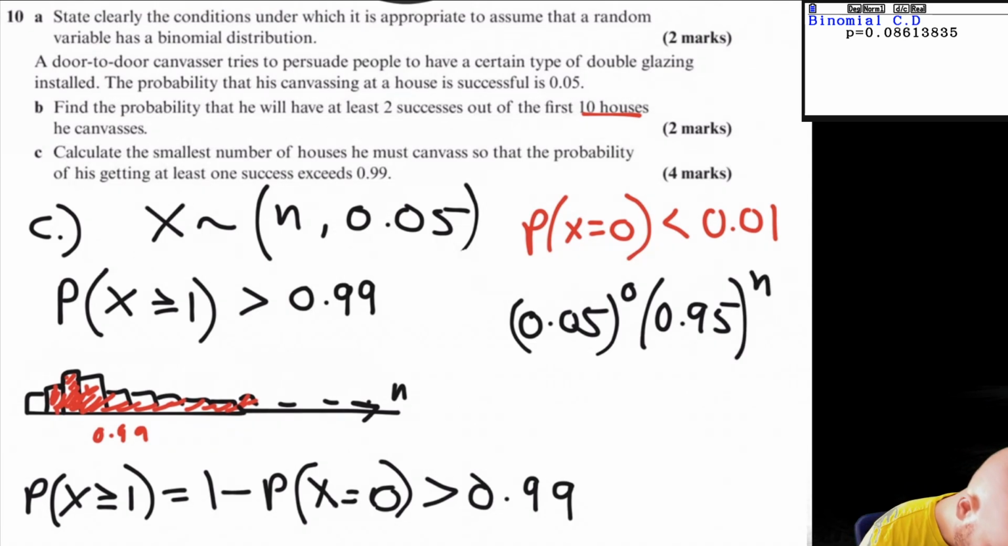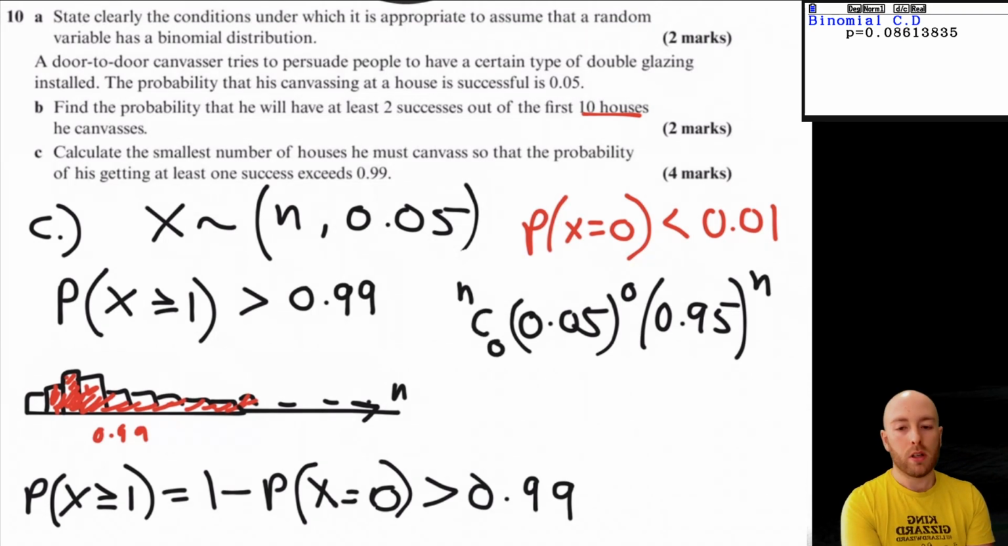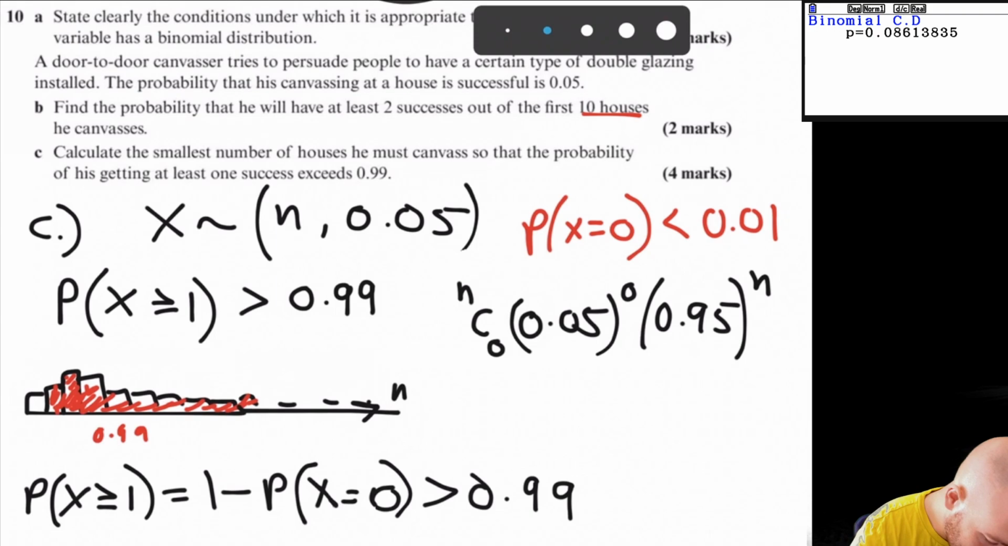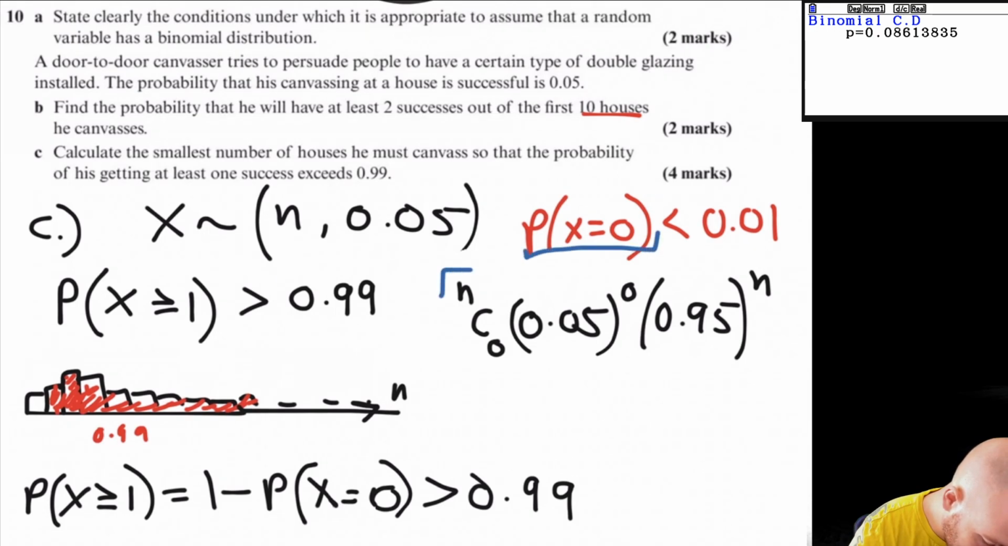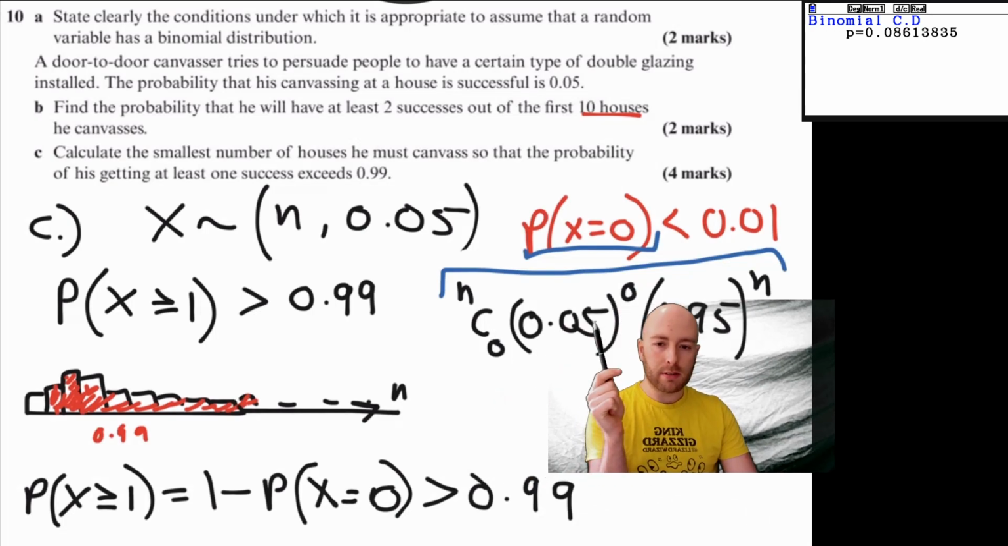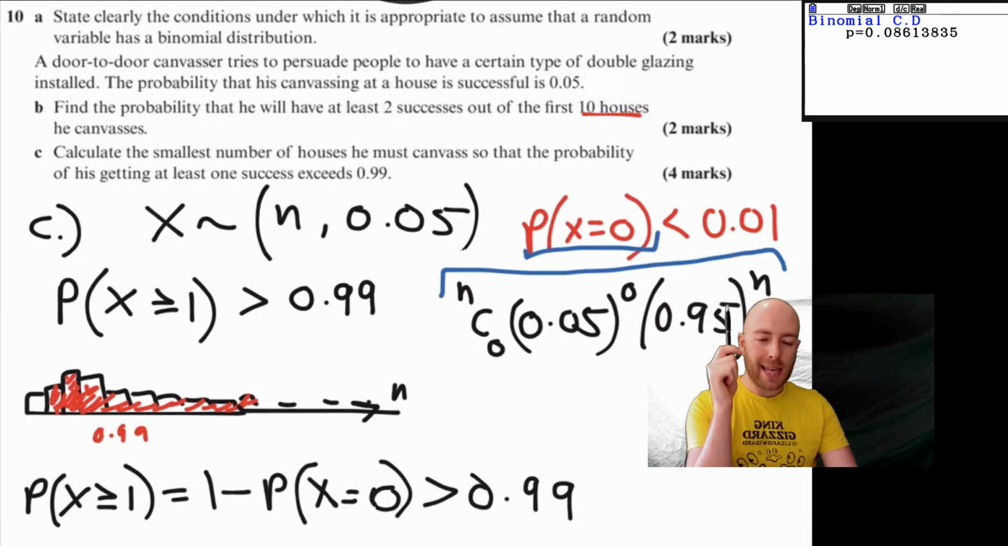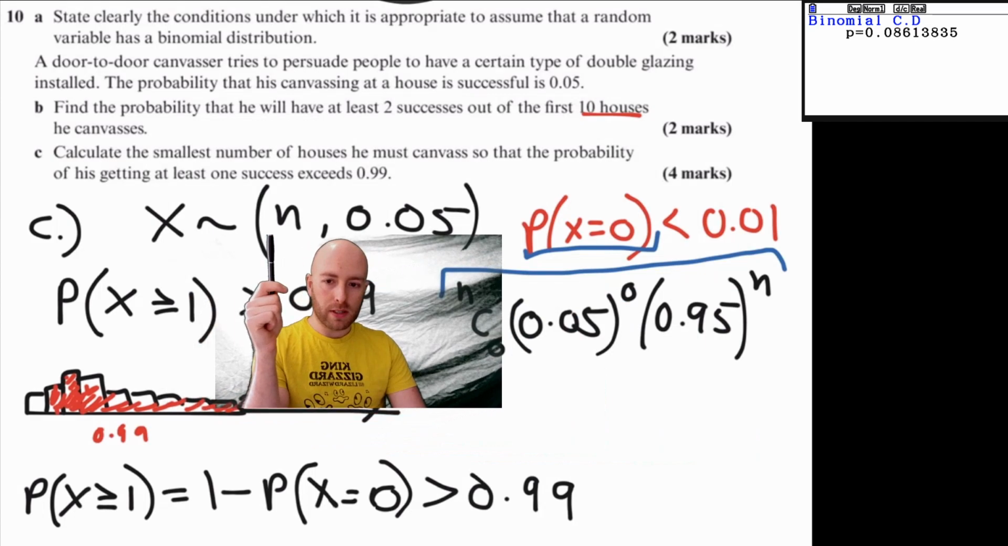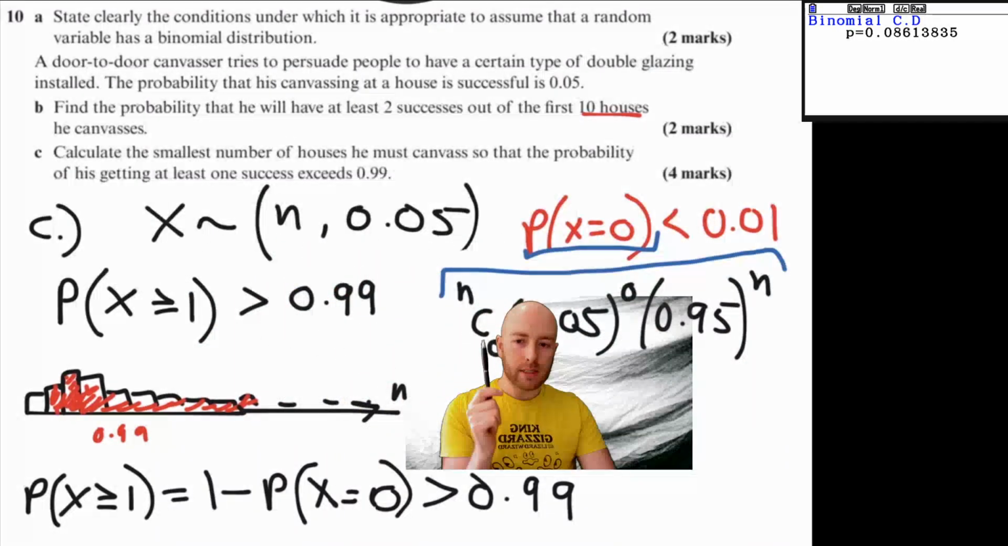Yep. And we're going to get nC0. So that there is my probability. Probability X is 0 is this. Winning, or success, 0 times, failure n times. If you don't know, we want to try and find this n, we're going to have nC0.